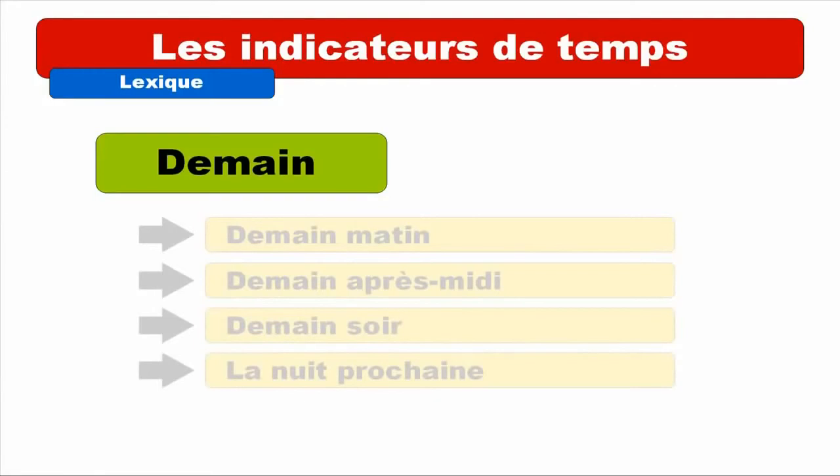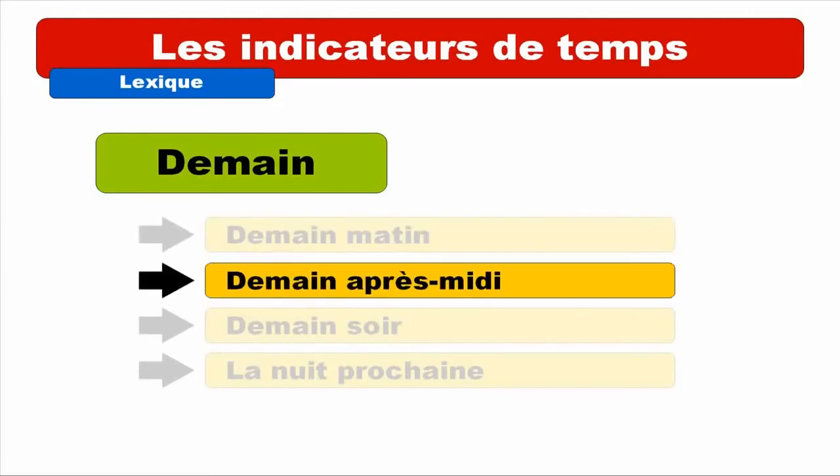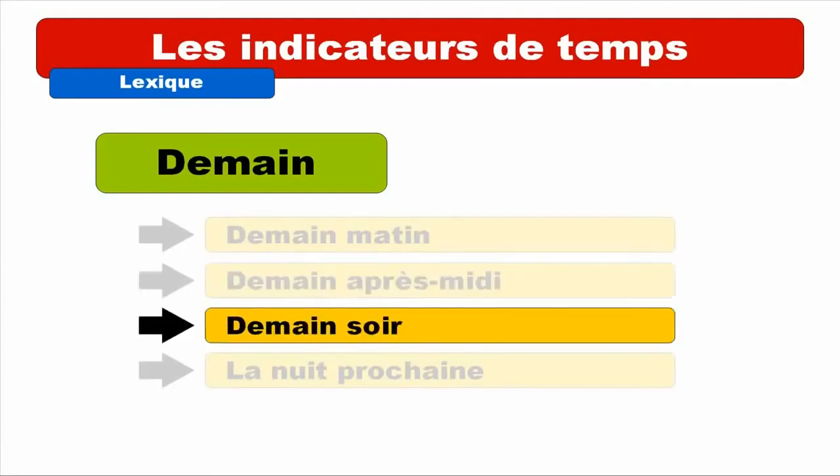Demain. Okay? So it's ending with this A-I-N. Keep in mind that we do pronounce it like un. Okay? So it's demain. Demain matin. Okay? And after that, demain après-midi. Okay? Demain soir.